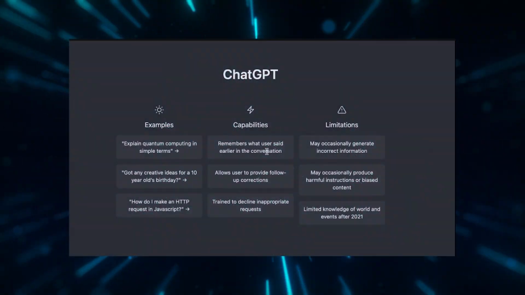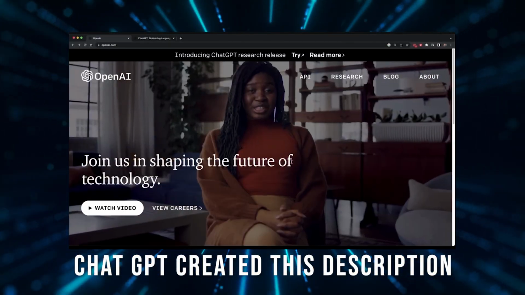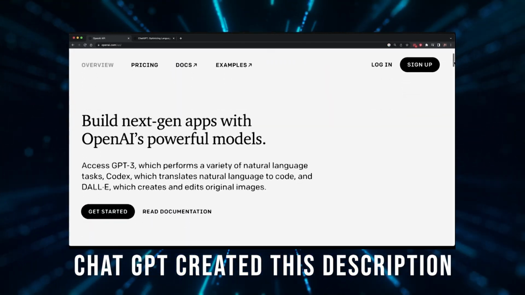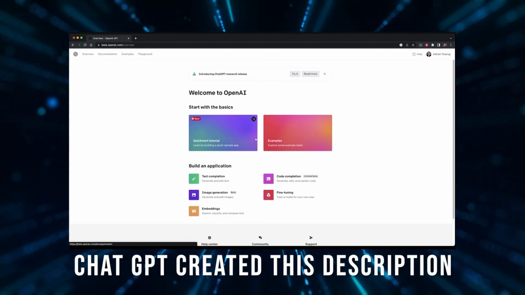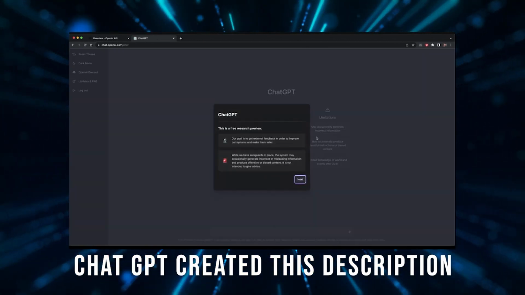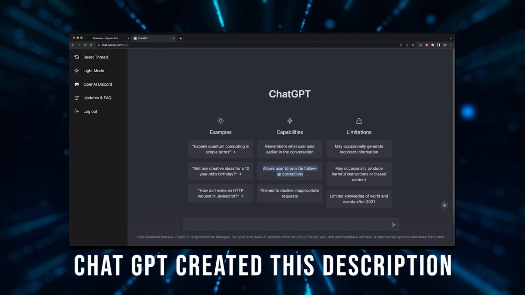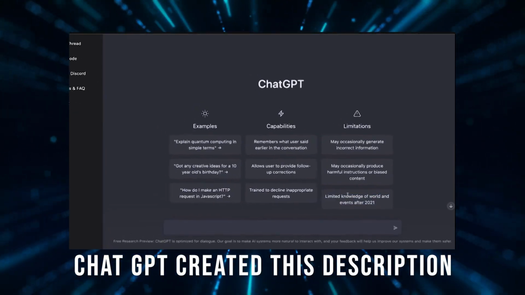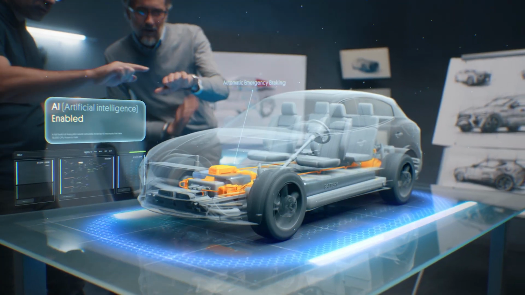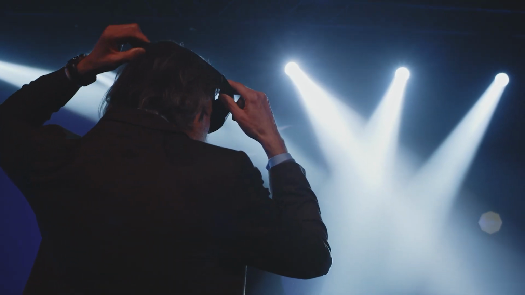Chat is a large language model developed by OpenAI that can generate human-like text based on its training on a vast amount of data. It can be used for various natural language processing tasks, such as language translation, question answering, text completion, and conversational agents. Chat has been applied in various industries, including customer service, education, entertainment, and healthcare.